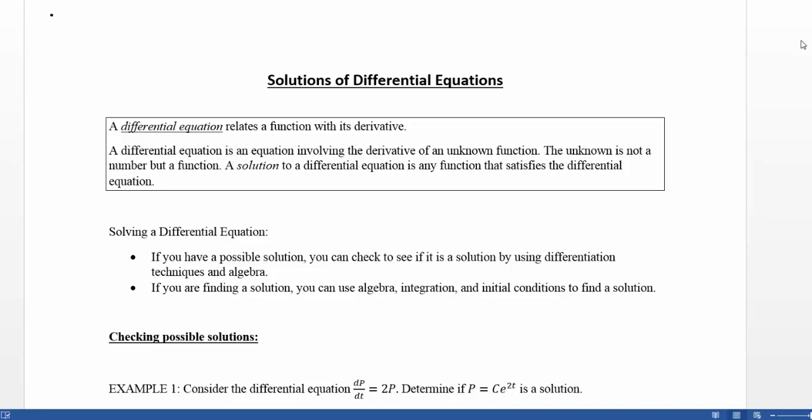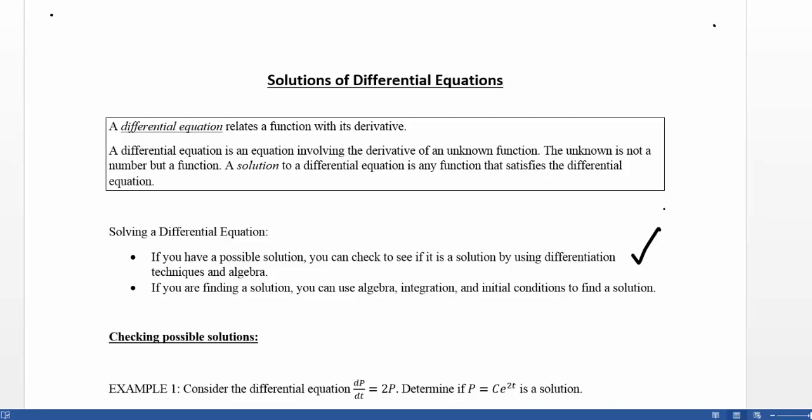There are two ways that we solve differential equations. The first is if you have a possible solution, you can check to see if it's a solution by using some techniques from calculus and differentiation along with some algebra. Now, this may seem a little odd, that you would be given a solution to check, but one of the strategies that we use with differential equations is guess and check.